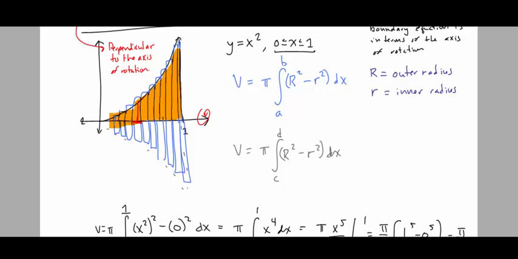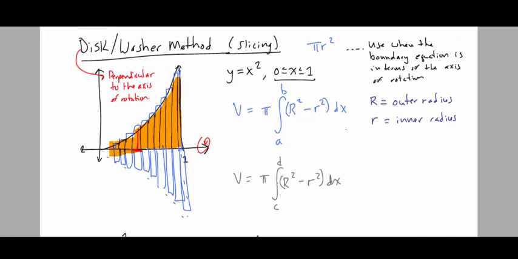But the things to remember here are, with the disk and washer method, the rectangles are always perpendicular to the axis of rotation, and this is the easiest one to use when the boundary equations are in terms of the axis of rotation. And what that means is, my equation is x squared, my axis is x, so they're both in terms of x. That doesn't mean I can't do something else, but it makes it a little bit easier if we choose that particular method.